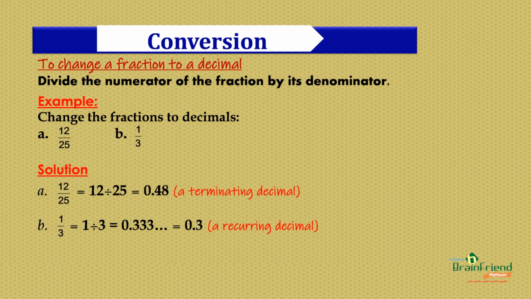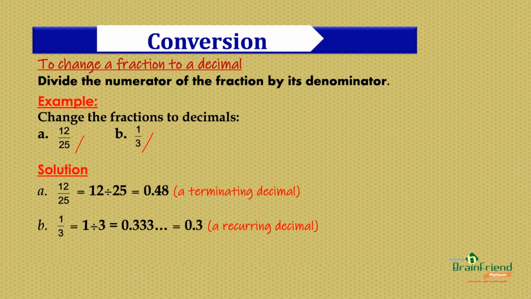Now, we are doing something different. We converted from decimal to fraction. This time around, we are converting from fraction to decimal. To do that, we simply divide the numerator of the fraction by its denominator. That is not difficult, I guess. We have some examples. The instruction says change the fractions to decimals. We have 12 over 25 and 1 over 3. Now, as easy as it is, we need to divide the numerator by the denominator.